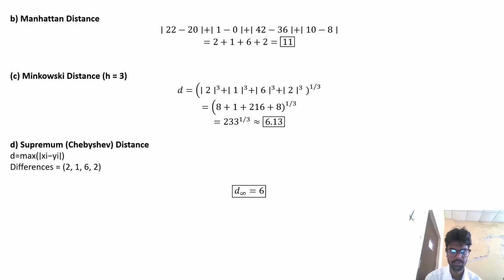Now to calculate the Manhattan distance, we take the absolute value of the subtraction of the first value from the second value, and similarly till the last value. Now we get the answer of 11. Minkowski distance when h is equal to 3 will be 6.13. And supremum distance, or Chebyshev distance, will be the max of absolute xi minus yi. So the maximum of these differences will be 6.